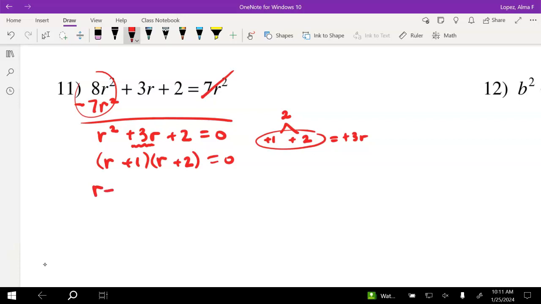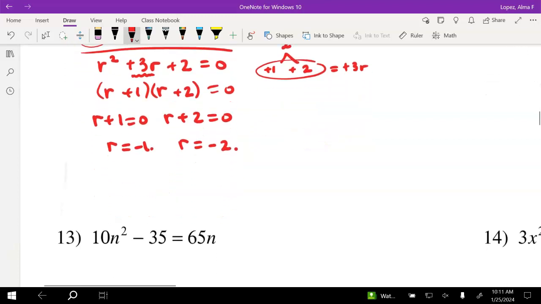Now, since we're solving, I'm going to set each one of those factors equal to 0. When I move the 1 over to the other side, it'll make that r a negative 1. When I move the 2 over to the other side, that's going to make the r a negative 2.